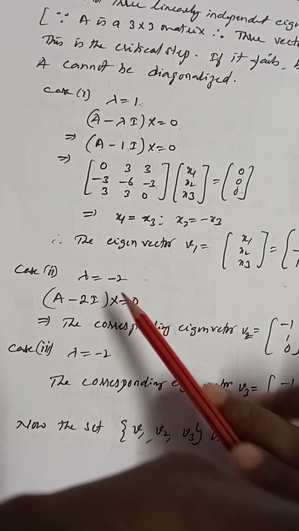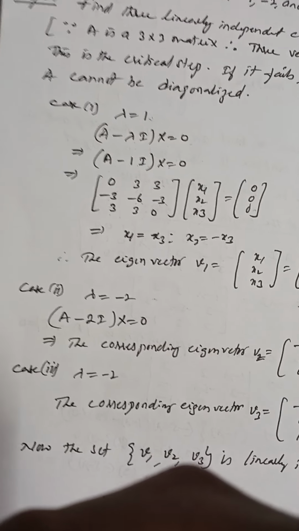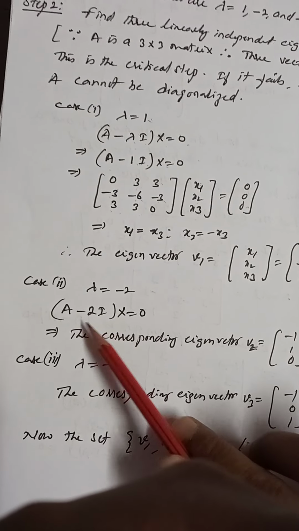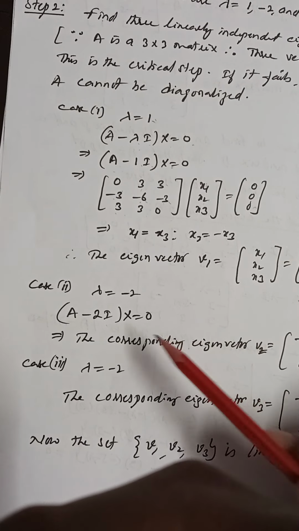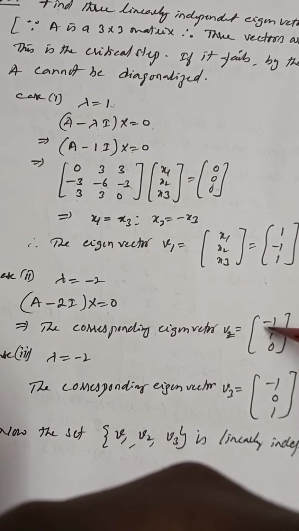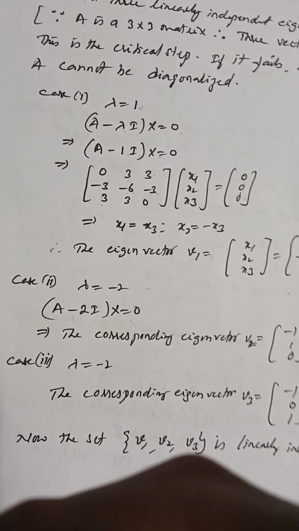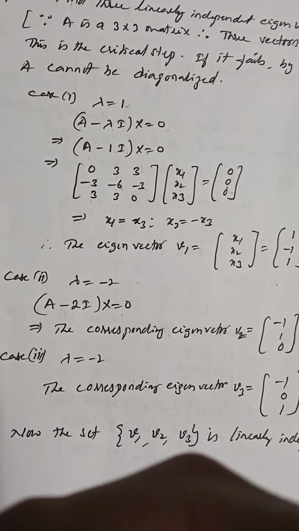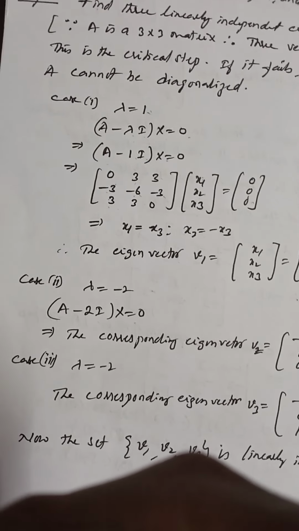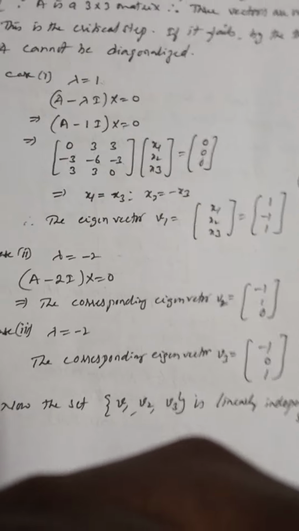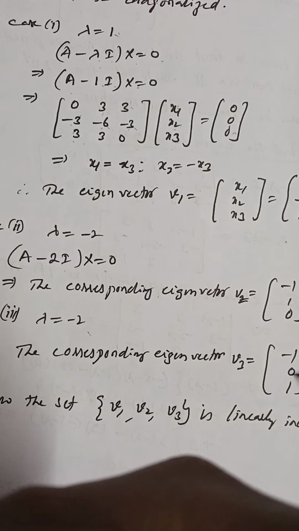Similarly, when lambda is equal to minus 2, we need to find the characteristic vector, or you can say eigenvector: (A minus 2I) x is equal to 0. If you simplify this, you will get v2 as minus 1, 1, 0. Lambda 2 is minus 2. Because there are 3 eigenvalues, or characteristic roots, we need to find 3 eigenvectors, or characteristic vectors. Once again, if you repeat this, v3 is equal to minus 1, 0, 1.